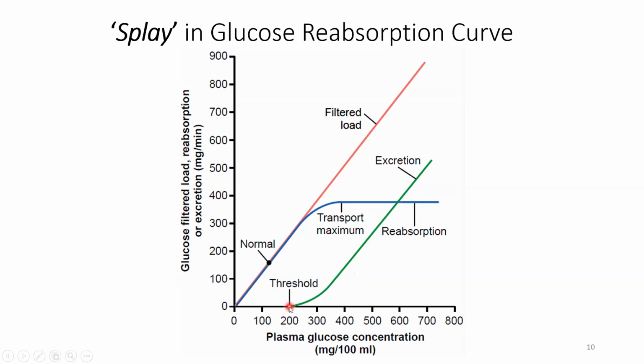So things don't start boom. They basically start bit by bit increasing, then more, and then from here on, it's free flow of glucose in the urine. So there is splay here as well. If you have understood this diagram till now, remember this is the main question of the university exam: the splay in the glucose reabsorptive curve or reabsorptive and excretion curve.